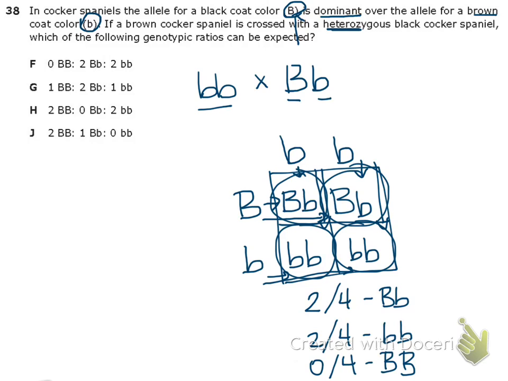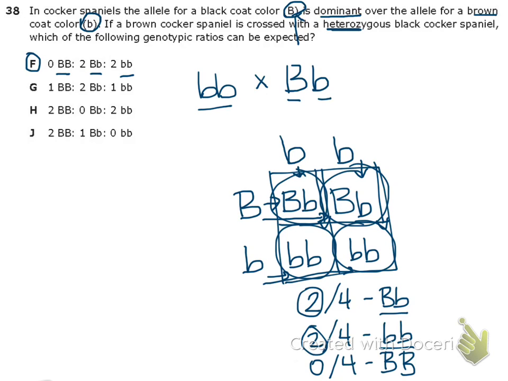So we're going to look up at our answer choices and find the one that matches what we ended up with in our Punnett square cross. So we had 0, big B, big B, and F is the only choice that has that. Let's check the other parts of the answer to see if that still matches. We had 2 that were big B, little b, and 2 that were little b, little b, and there it is. F is our correct answer choice because we had the correct ratio of genotypes.